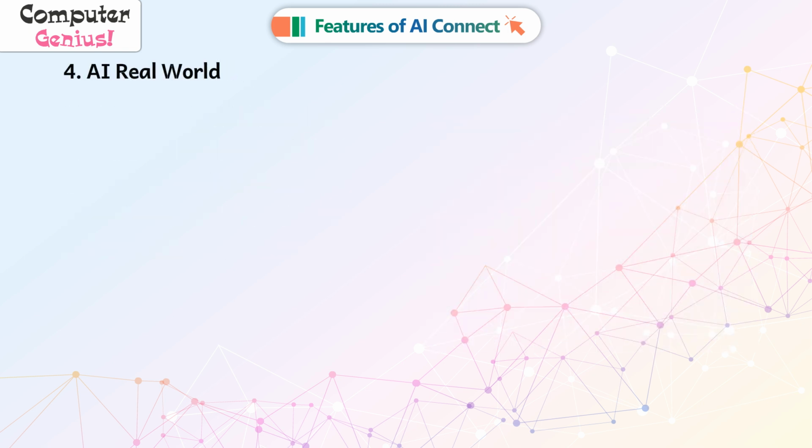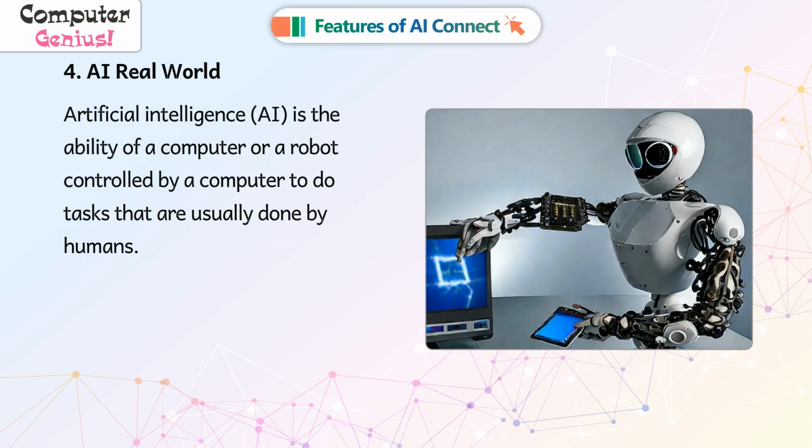AI Real World. Artificial intelligence, AI, is the ability of a computer or a robot controlled by a computer to do tasks that are usually done by humans.